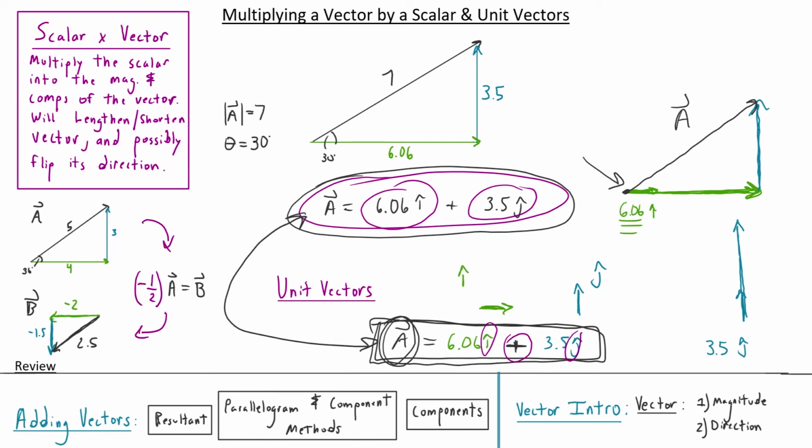I mean, otherwise, when we wrote a vector, it could just be 6.06, 3.5. But we got that unit vector concept and scalar times vector concept going on. And especially unit vectors are very, very important when it comes to certain engineering classes like dynamics and physics, things with motion.